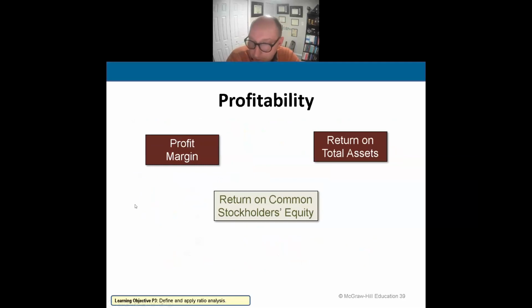Another set of ratios is profitability. It shows us the company's ability to generate a profit. There are 3 ratios for profitability: profit margin, return on total assets, and the return on common stockholders' equity.